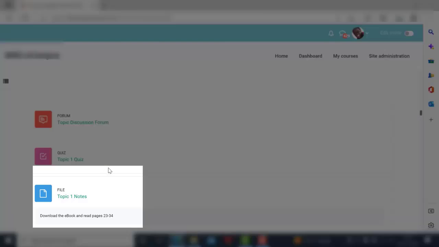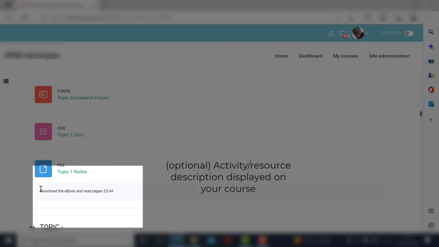If you have attached an activity or resource, it is optional but recommended that you put in an activity description like this. For example, for this particular resource, the students have a description which specifies to them the instructions of how to read the resource. They're supposed to download the ebook and read the pages 23 to 34.